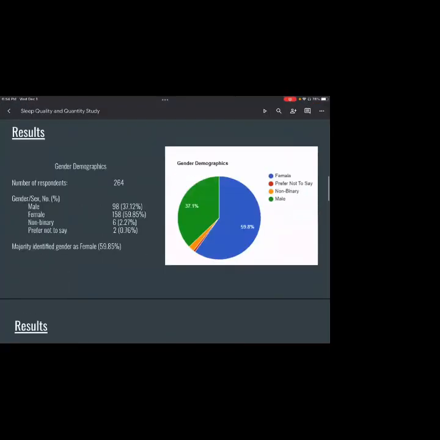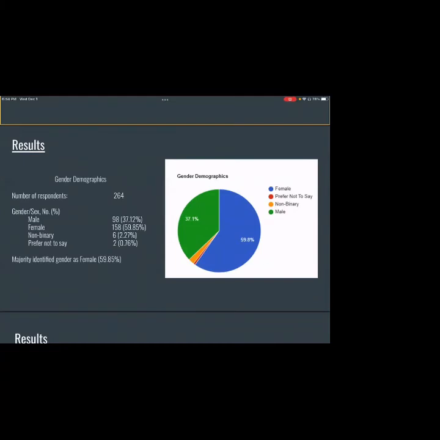So the first thing I'm going to talk about are the gender demographics. The gender percentages from our sample indicates that the majority of our respondents were female. Given the percentage of 59.85%, and out of 264 respondents, 158 of these respondents were females. The remaining demographics show that 37.12% were male, 2.27% are non-binary, and lastly, 0.76% prefer not to announce their gender. Overall, we can clearly see that females were the major respondents.